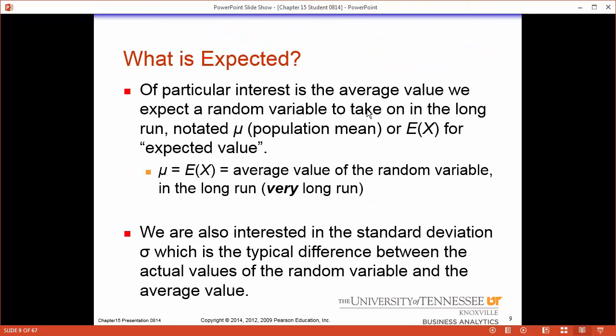We are going to call the expected value mu, or E of X. This means the population mean. Mu, we've seen it before. We'll see it a lot more in the future. The population mean is what's going to happen in the long run.